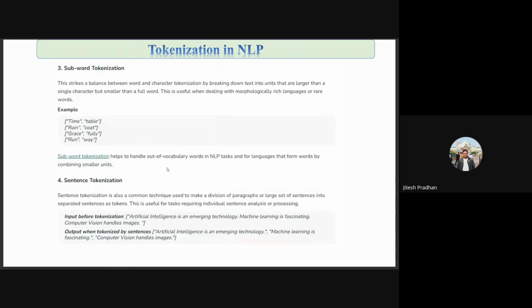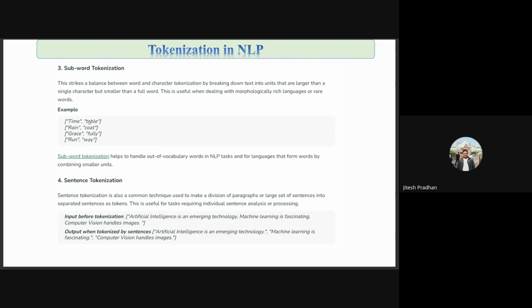Now we have subword tokenization. Subword tokenization basically divides a single word into two different subwords which can convey the meaning. It strikes a balance between word and character tokenization. It is basically a hybrid of character and word tokenization, so it breaks down the text into units that are larger than a single character but smaller than a full word.